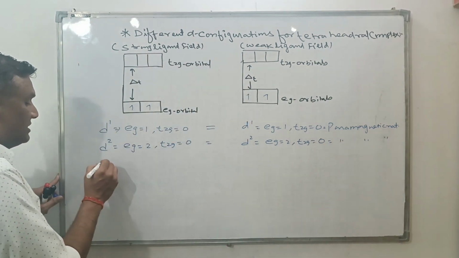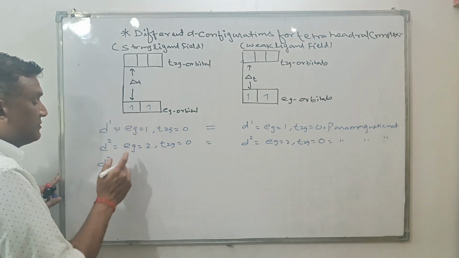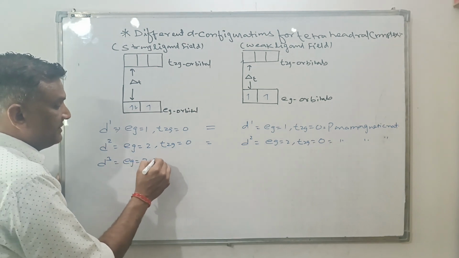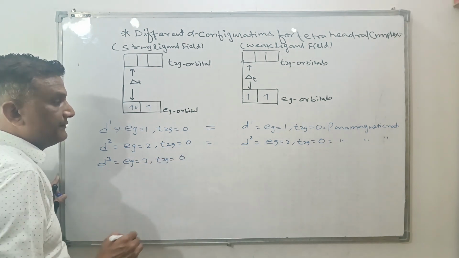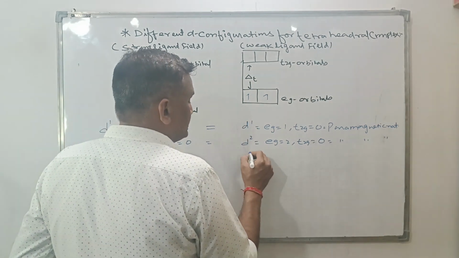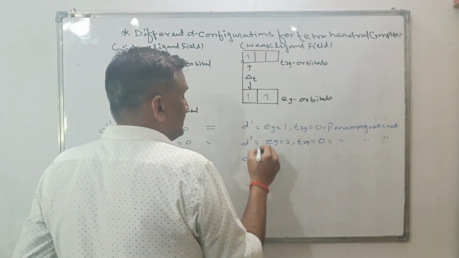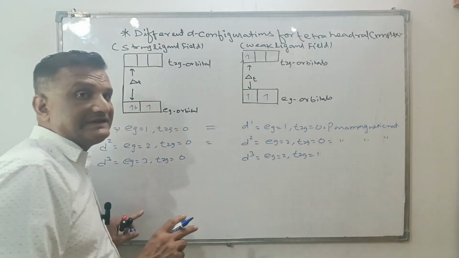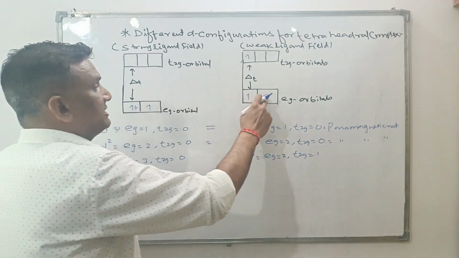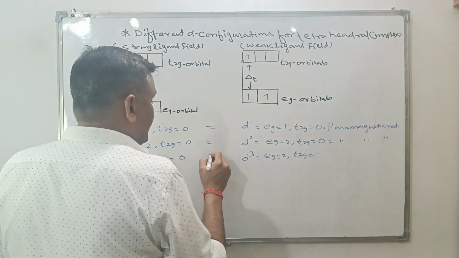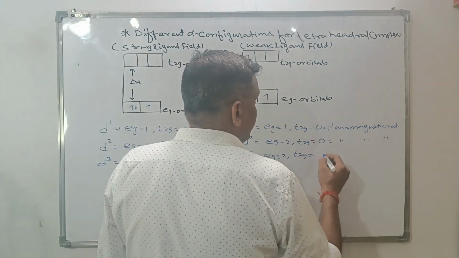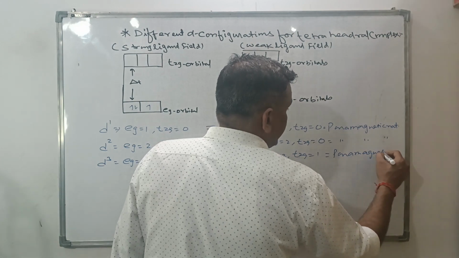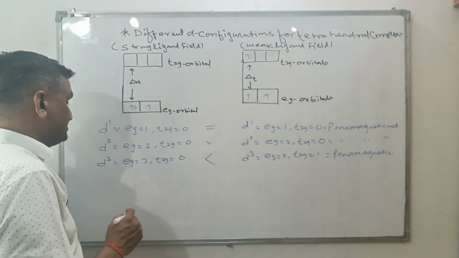Now the time to discuss the d3 configuration for the strong ligand. It will be the third electron over here, so eg is equal to 3 and t2g is equal to 0. If we go for this, then it will be the third electron over here, so eg is equal to 2 and t2g is equal to 1. You can see here is only 1 unpaired electron while here are 3 unpaired electrons, so its paramagnetic character will be larger than the weak ligand field. Both are paramagnetic, but for the weak ligand it will be larger than for the strong ligand.